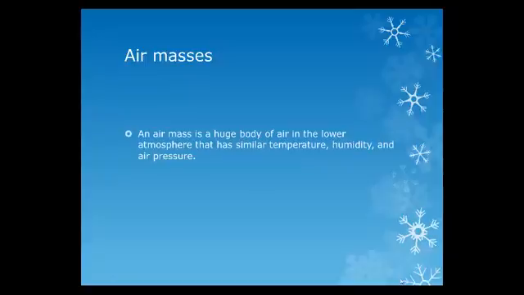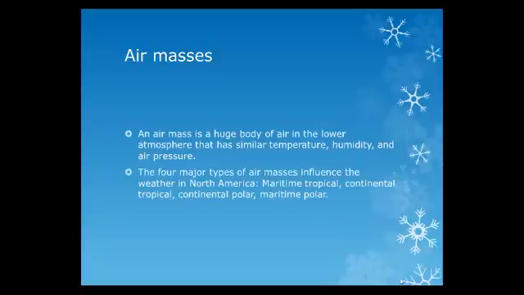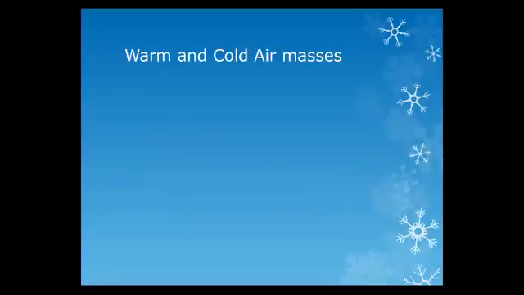An air mass is a body of air that has a similar temperature, humidity, and air pressure. Remember, humidity is moisture content, the amount of moisture that's found inside of that body of air. The four major types of air masses that affect the continental United States are maritime tropical, continental tropical, continental polar, and maritime polar.